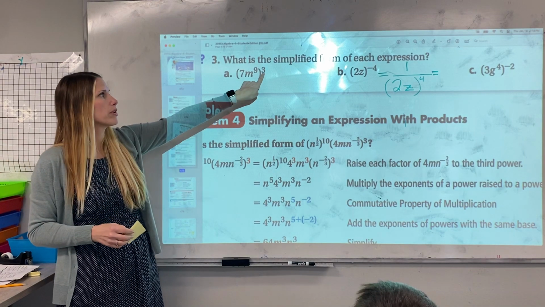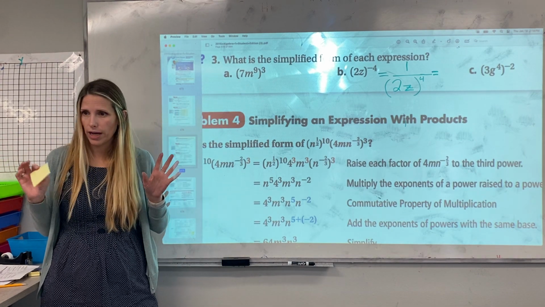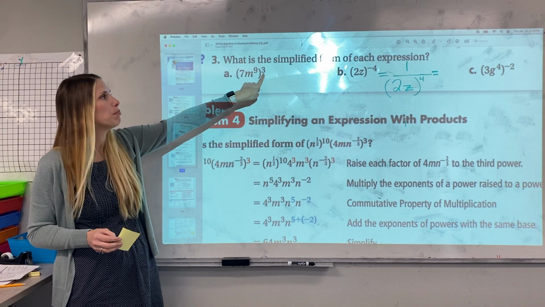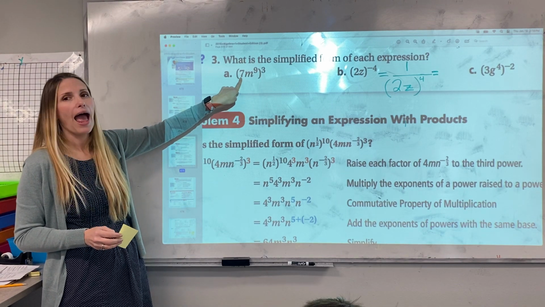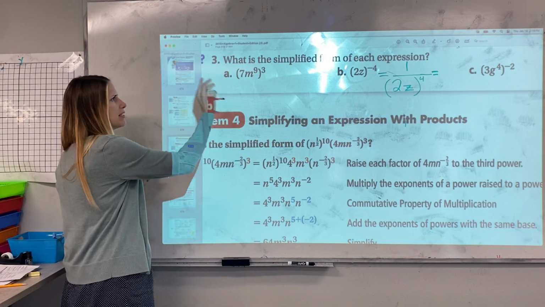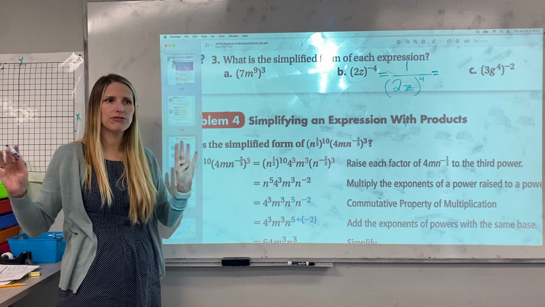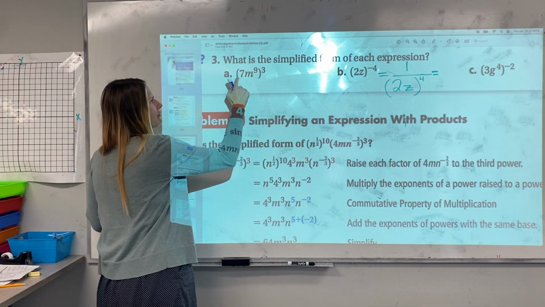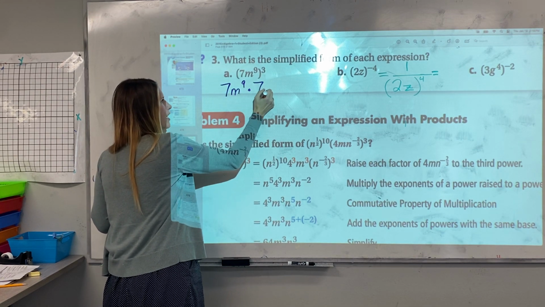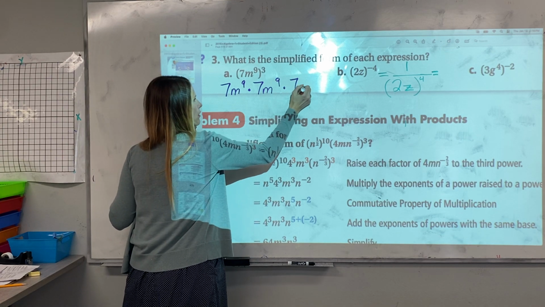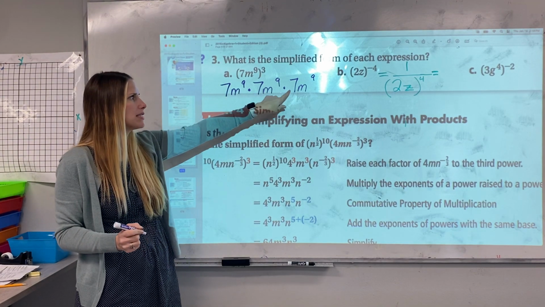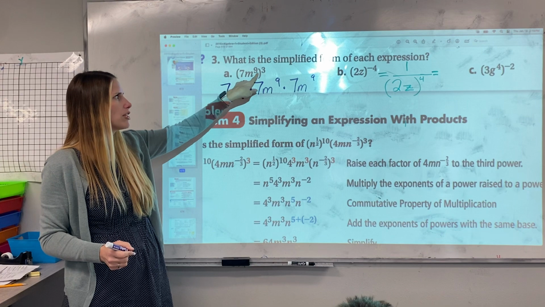Okay. Don't listen to me if you want to do it on your own. If you want to get some hints, look up here. This exponent 3 belongs to the 7 and to the m to the 9. I'm gonna write this out. You don't have to do it this way because this is the long way to do it. If this whole thing is being cubed, that means 7m to the 9th is being multiplied times itself 3 times. That's a lot, right? That's 7 times 7 times 7, which is 7 cubed.